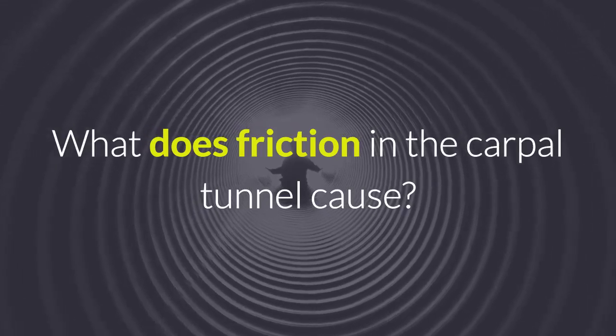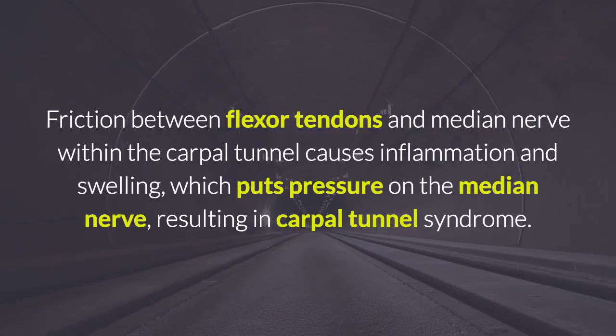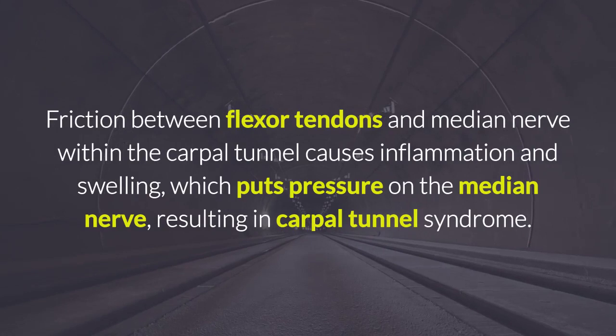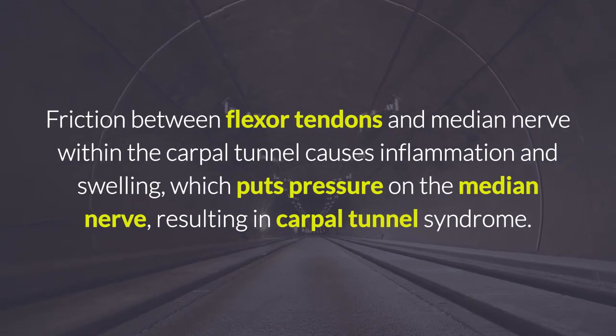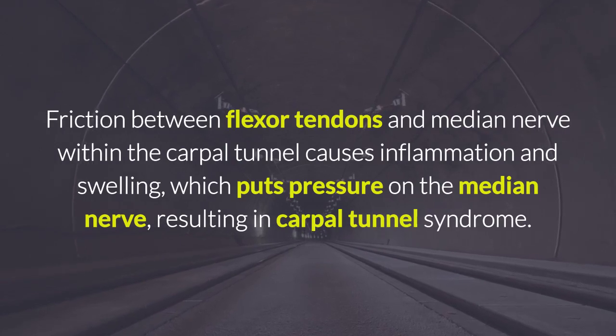So what does the friction in the carpal tunnel cause? Friction between the flexor tendons and median nerve within the carpal tunnel causes inflammation and swelling, which puts pressure on the median nerve, resulting in carpal tunnel syndrome.